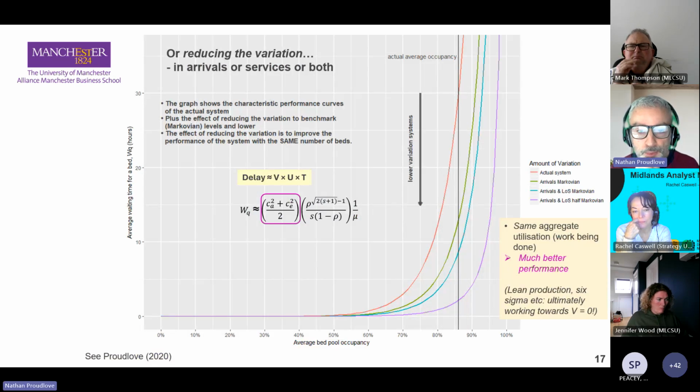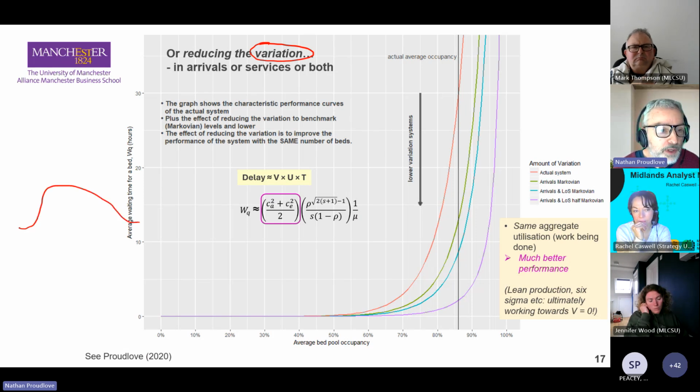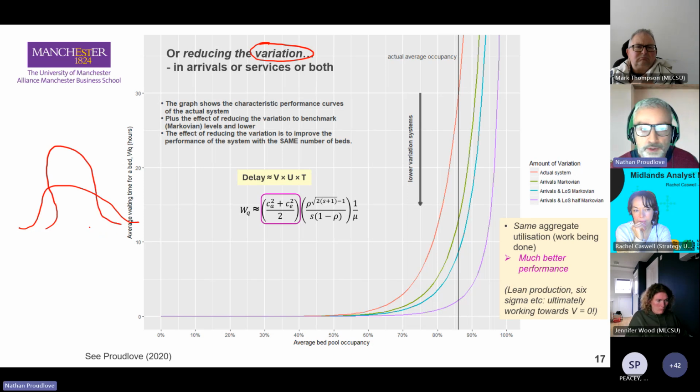So we talked about bed pooling, changing the S in the equations. Something I'm particularly interested in is thinking about variation. And in fact, this is behind lean production and Six Sigma, all that sort of stuff. It's saying, if we've got a system with that much variation, what if we could squeeze the variation down to that? What would it do?